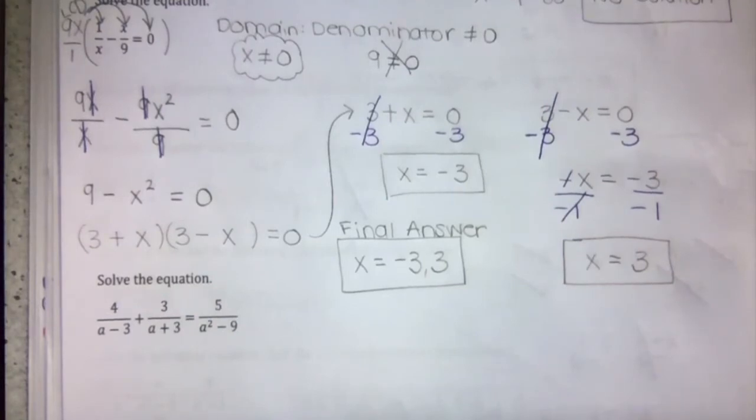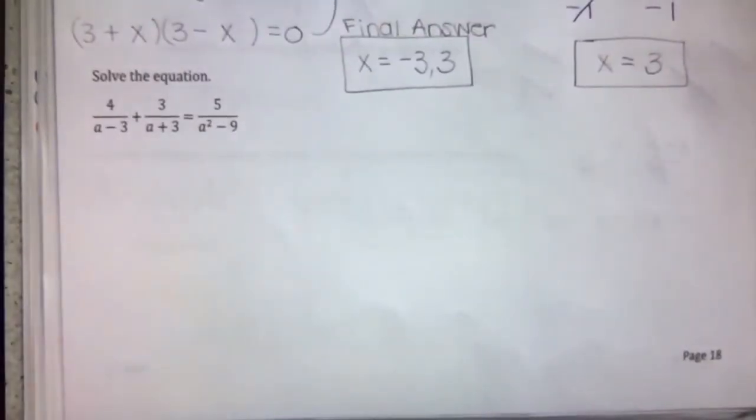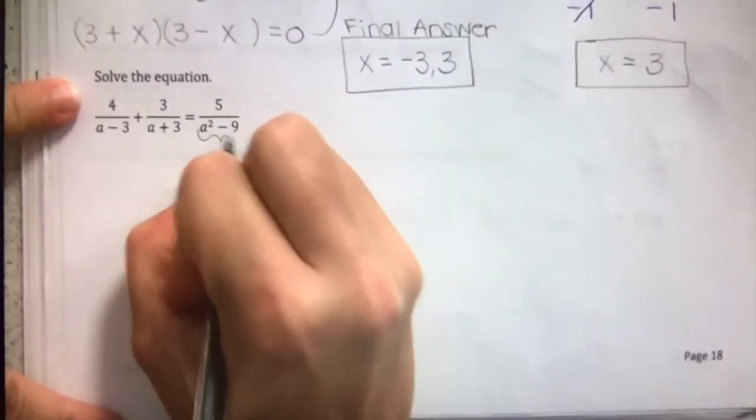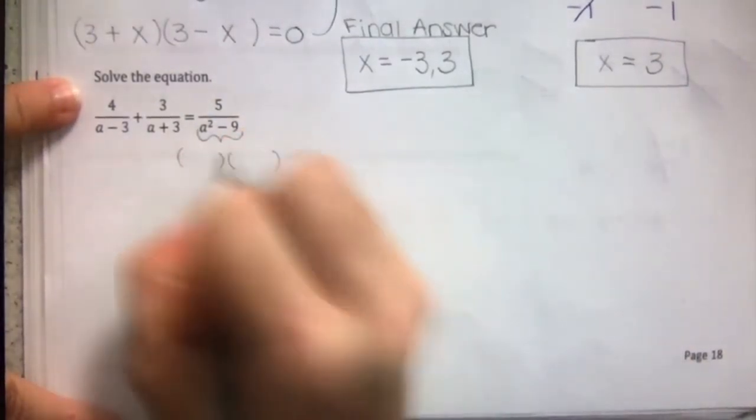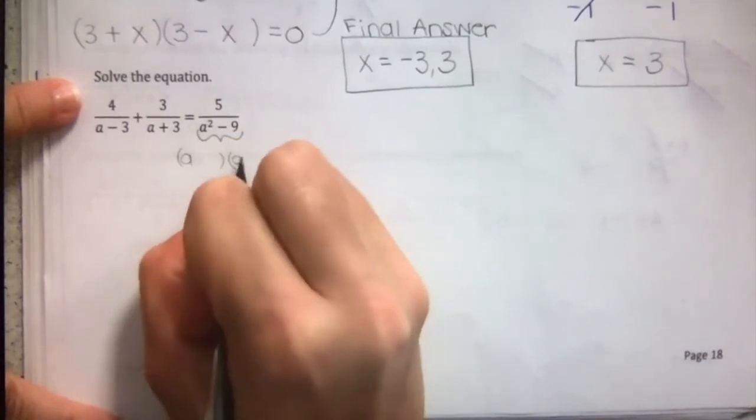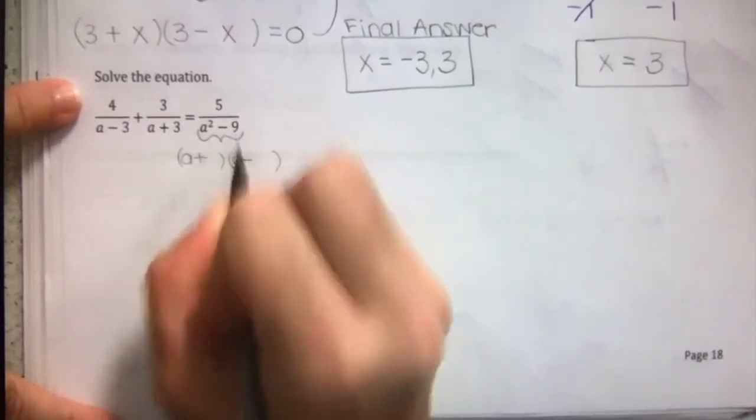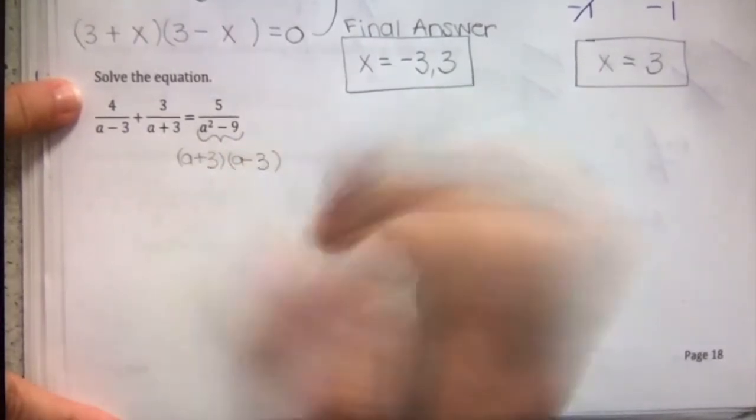All right, let's try another one. Solve the equation 4 over a minus 3 plus 3 over a plus 3 equals 5 over a squared minus 9. Let's get rid of that difference of perfect squares. Let's factor it. So a squared minus 9, what do you notice about it? Difference of perfect squares. So I know a squared is a times a. One's positive, one's negative. 9 is 3 times 3.